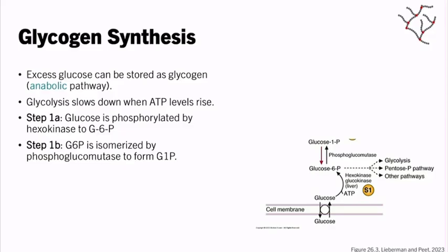If hexokinase is turned on and converting glucose to glucose 6-phosphate, it has to be used by that cell. If glycolysis is turned off, maybe you can use another pathway, like the pentose phosphate pathway, to make those riboses that are useful for creating DNA, those nucleotides. Maybe it's used in some other pathways. However, as glucose 6-phosphate builds up, remember, this also inhibits hexokinase.